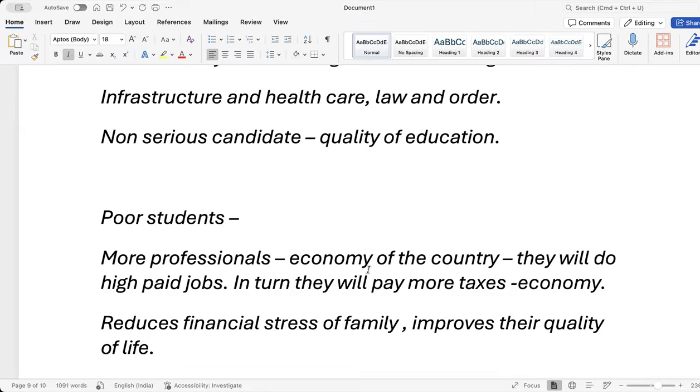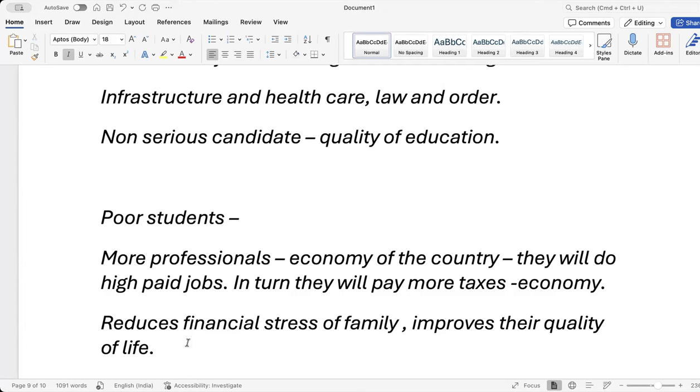And then it is good for the economy because more people will do high-end jobs, more professionals, more taxes to the government, so better for the economy of the country. And finally, reduces financial stress on families and improves their quality of life. So these are the points.